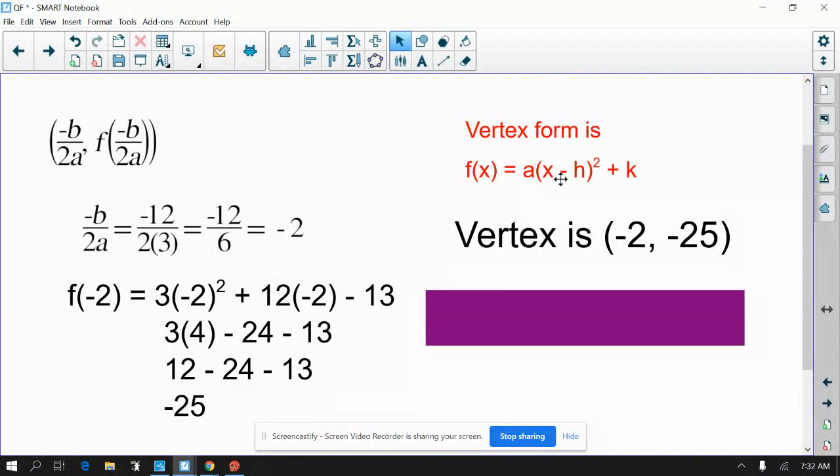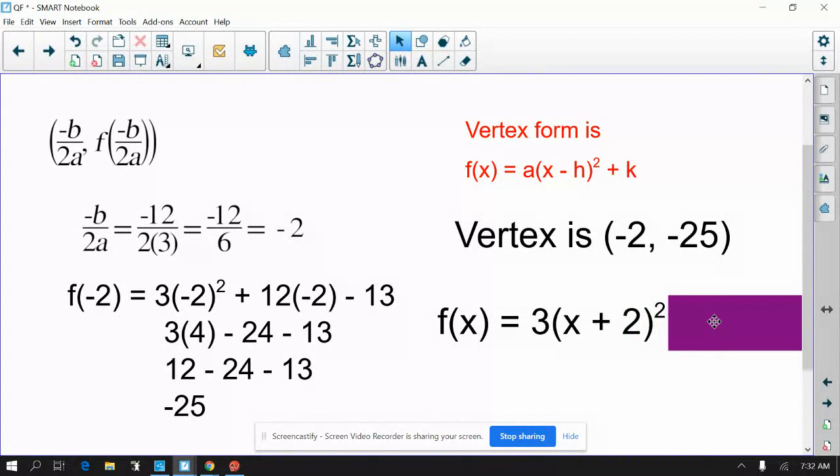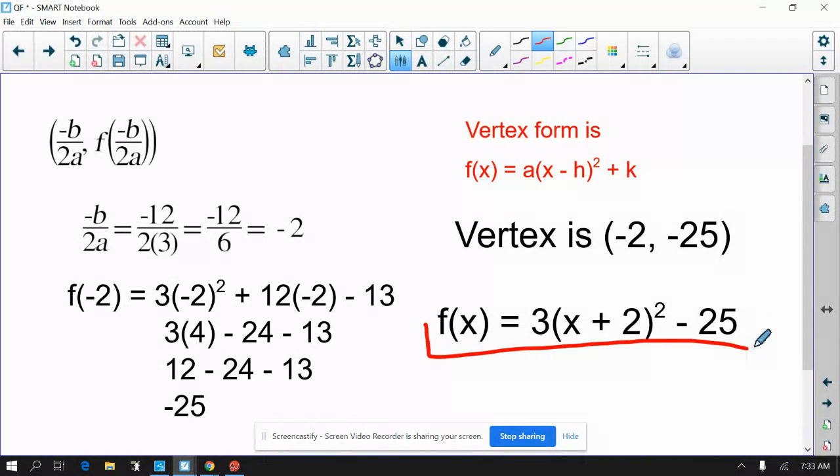And then you plug it into here. We already know a was 3, right? The h value is the x part of the vertex. So this is x minus negative 2, which is x plus 2 squared, plus the k value. The k is negative 25. So if you add negative 25, that's just minus 25. So there you go. This is the vertex form.